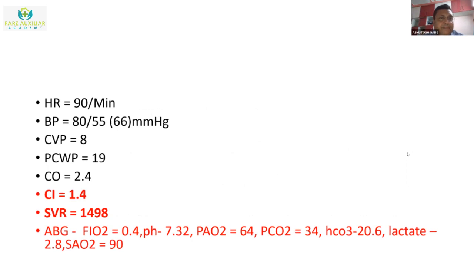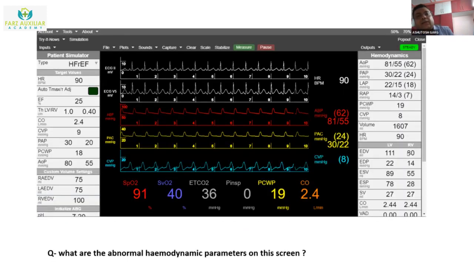Heart rate was 90, BP was 80/55, CVP 8, PCWP 19, cardiac output is 2.4, cardiac index is 1.4, SVR 1498, and this was the ABG. FiO2 0.4, pH 7.32, PaO2 64, PCO2 34, bicarb 20.6, lactate 2.8, and saturation was 90%. This was the monitor of the patient. So what are the abnormal hemodynamic parameters on this screen?